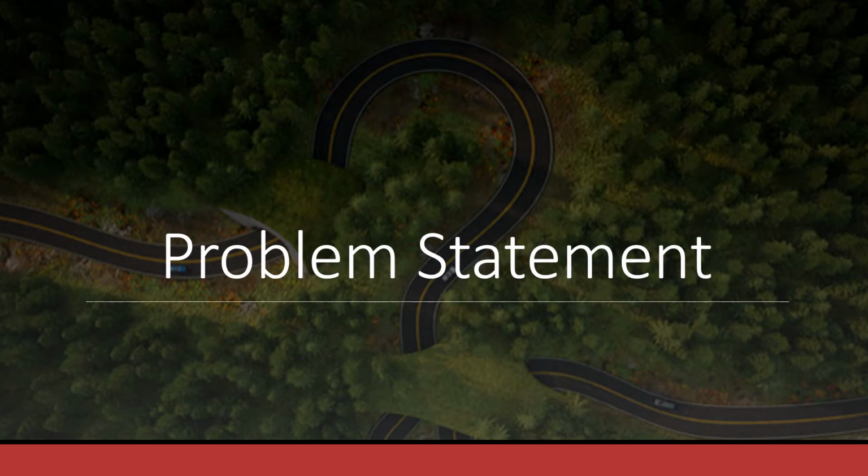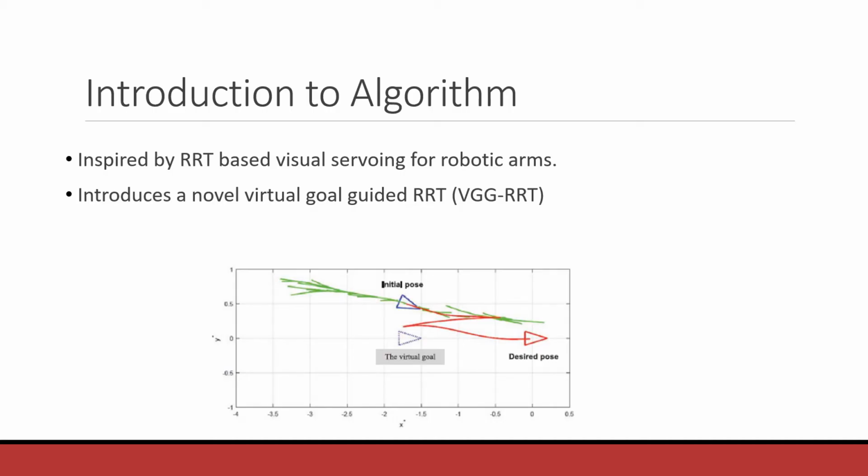So now let's understand what this algorithm brings to the table. Let's have an introduction to the algorithm. This algorithm is inspired by the approach used by robotic arms during visual servoing, but here we're going to tackle this using a mobile robot. The algorithm introduces a novel way to reduce this lateral error by using a virtual goal-guided RRT. The main contributions include that it tackles the field of view constraint and the velocity constraint using an integrated trajectory planning and tracking control approach. It can plan the trajectory for an image with an unknown depth, and hence it can use a monocular camera instead of a stereo camera.